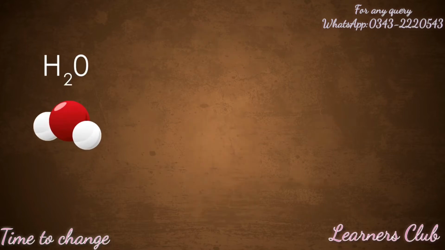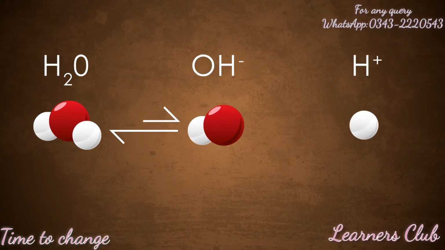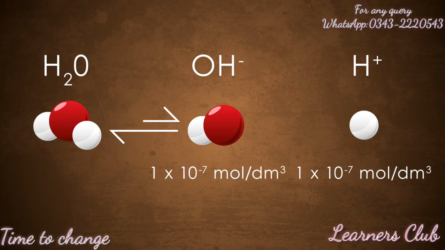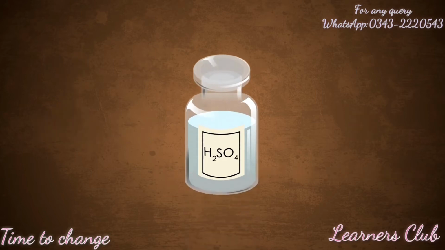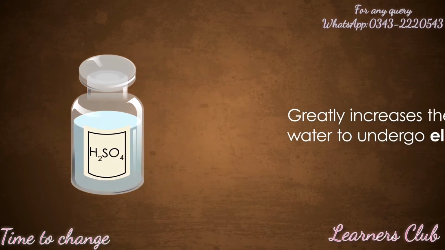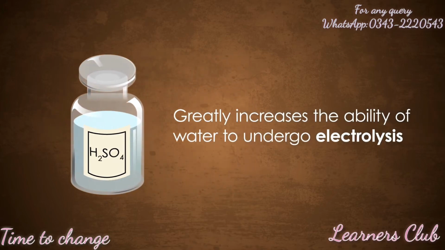Pure water is a very poor conductor of electricity, as free ions, charged species, are needed to carry current in the solution. But water, remember, is a covalent molecule, and at room temperature hardly ionizes, and so the concentration of the ions formed is extremely small. Pure water acts as an insulator at safe voltages. If, however, we add a little sulfuric acid to water, this greatly increases the ability of water to undergo electrolysis without altering the products obtained.